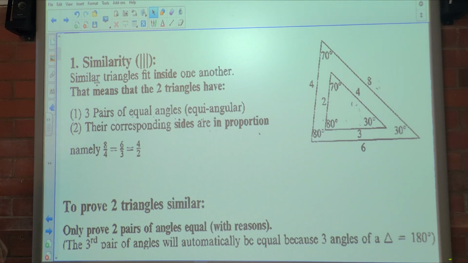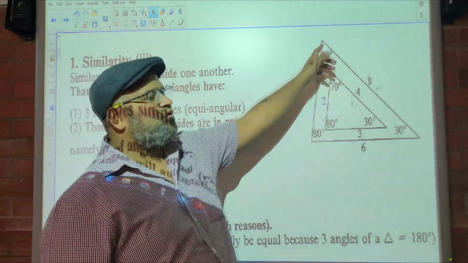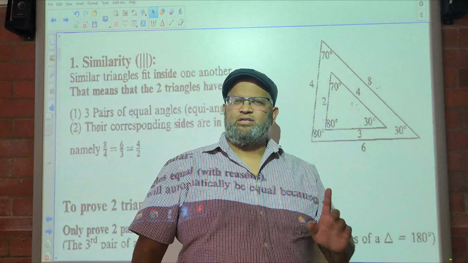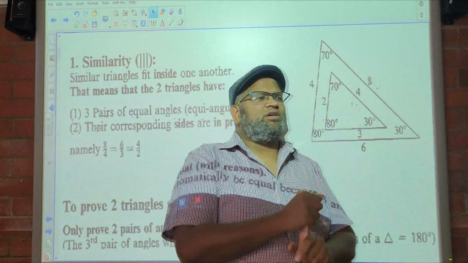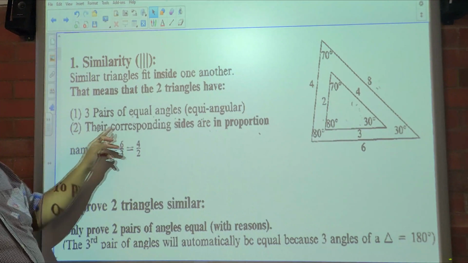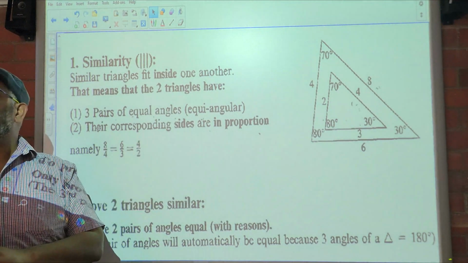So we are told that similar triangles fit inside one another, as you can see here. That means the two triangles have, number one, three pairs of equal angles. And if the three angles are equal, we call it equiangular. Number two, the corresponding sides are in proportion.